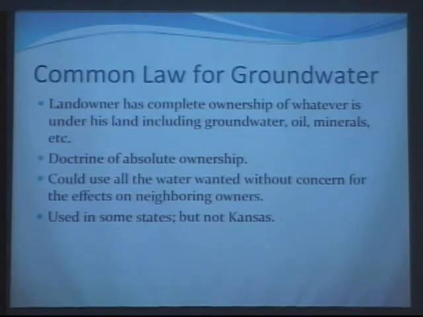Okay, now we're going to go for a little side point about groundwater. And in this case, we're talking about common law for groundwater. And this is not what Kansas uses. States like Texas, Missouri, and so on have principles somewhat like this. So here the landowner has complete ownership of whatever is under his land, including the groundwater, oil, minerals, all that kind of stuff. So typically this means that you have the absolute ownership of what you can bring to the surface, with some subtle differences from one state to another that we'll talk about a little later.